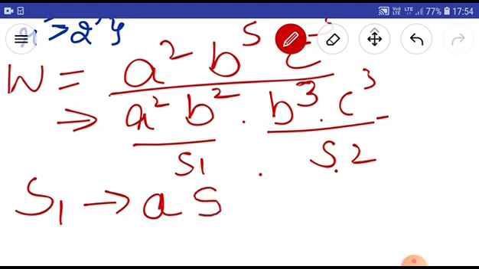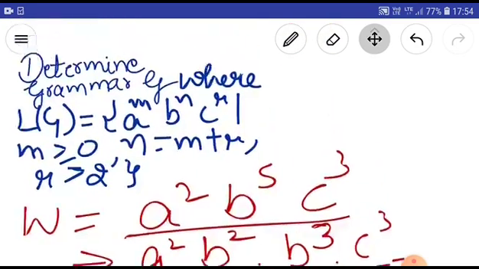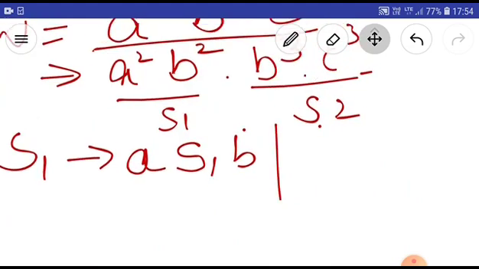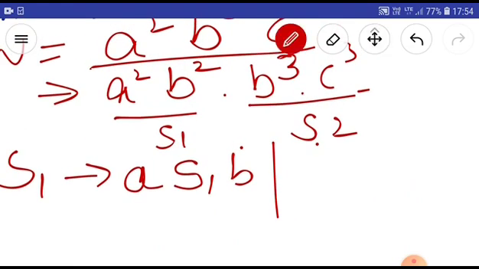So what type of productions? If I am taking A, S1, B, it means an equal number of A's and an equal number of B's, and in between I am taking S1. Why am I taking S1? Because on substituting this S1 again and again, I will get strings of the form AB, A square B square, A cube B cube. And what will be my minimum possible string according to the conditions? M value should always be greater than or equal to 0 and N value should be the sum of M plus R. So I can see that kappa is also acceptable. Kappa means the null string. The null string is also acceptable for this case of S1.